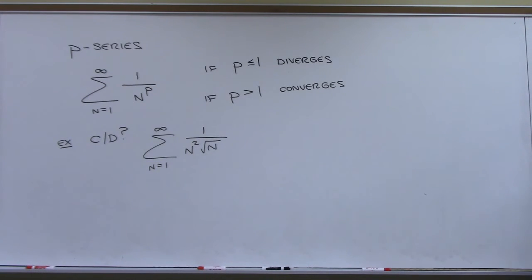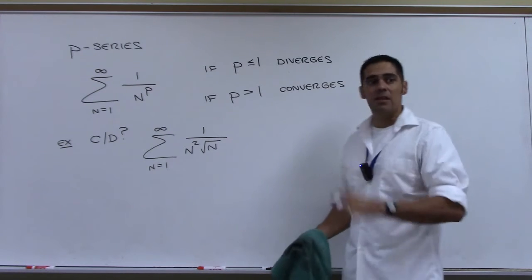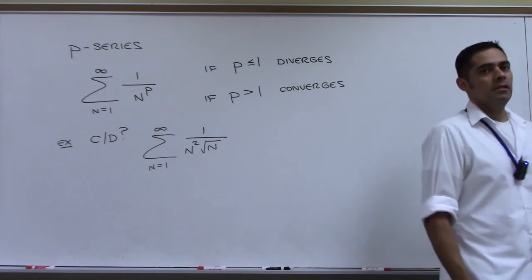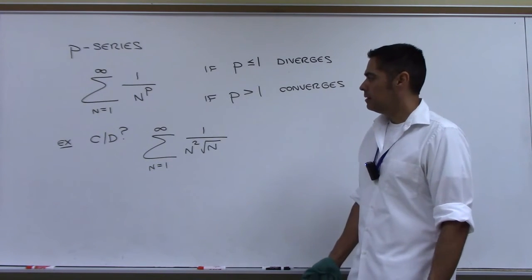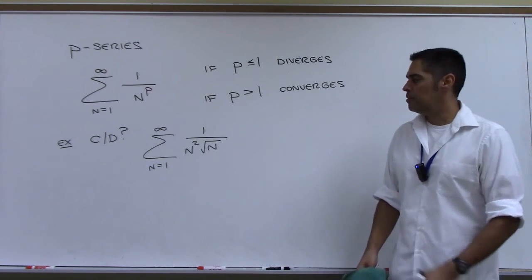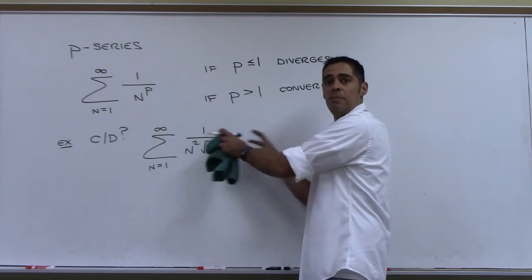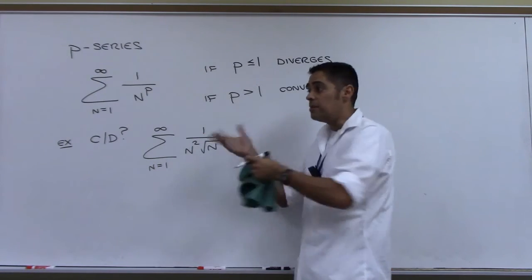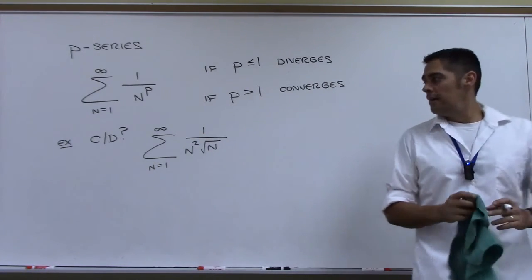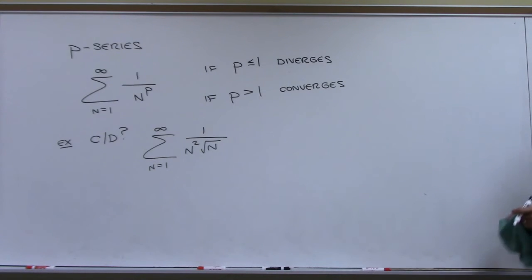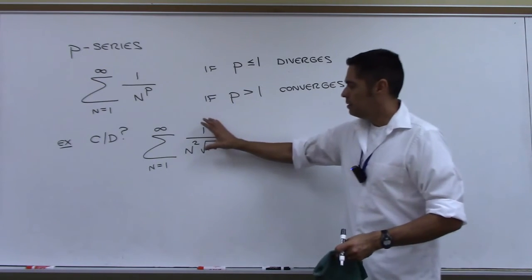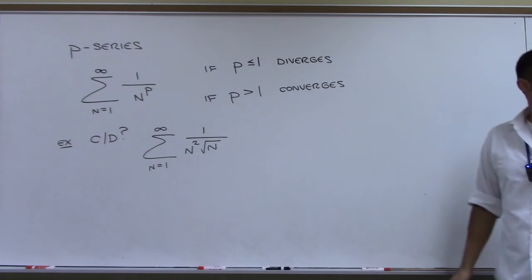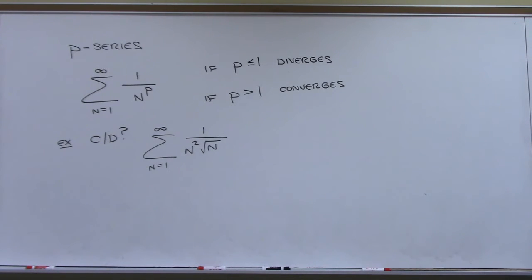So you start running through your table of ideas. Is it geometric? Is it harmonic? No. Is it telescopic? Probably not, because if it was telescopic, I would have to be able to break it into two pieces, right? So I could get some subtraction in there. Doesn't look like it's telescopic. Oh, nth term test. What would happen if we did nth term test? That would go to 0, which doesn't tell us anything. So really, we're kind of running out of options here.